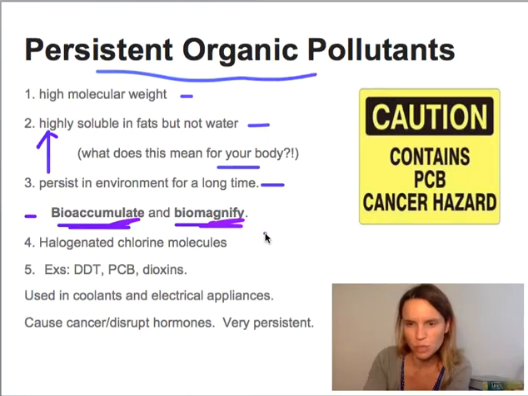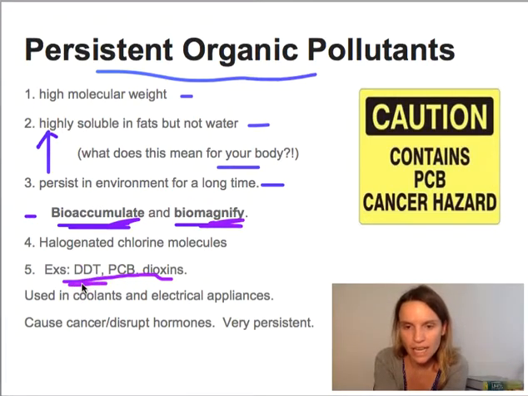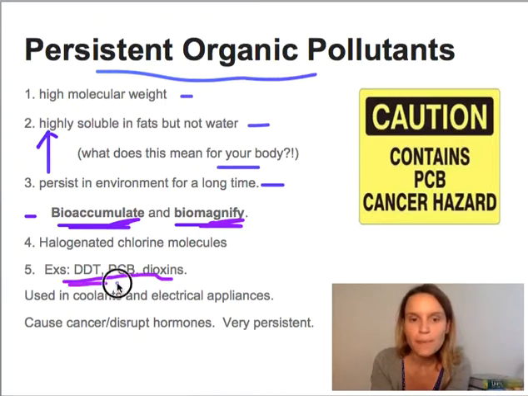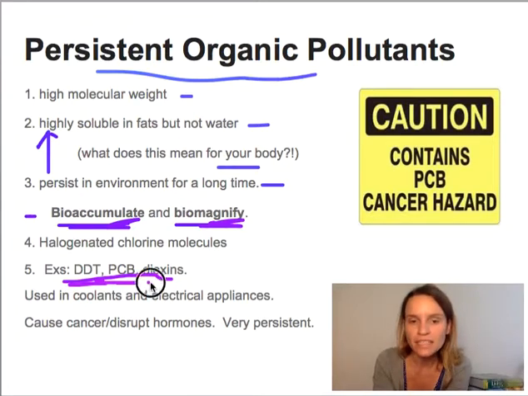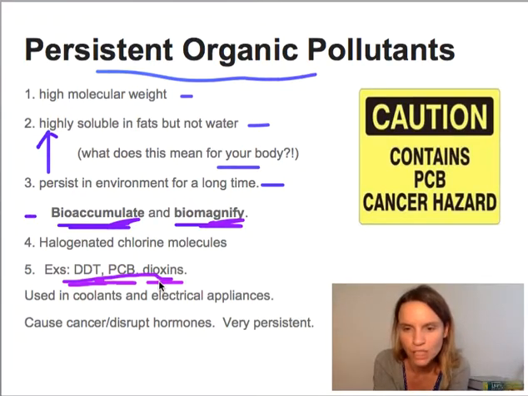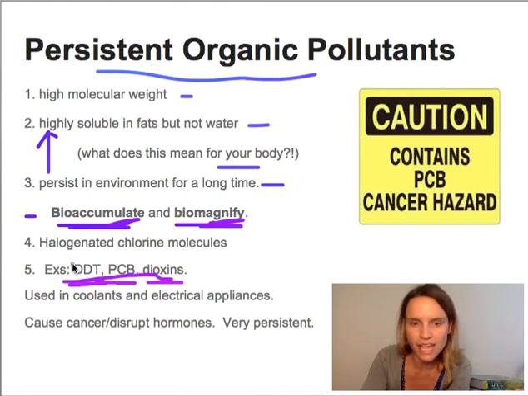So keep that in mind because we'll come back to that idea in a little while. Some examples of persistent organic pollutants are DDT, PCBs, and dioxins. DDT was a really common insecticide in the 1950s and 1960s. PCBs are used in coolants and electrical appliances. They used to sometimes be used in plastics. And dioxins we see most commonly now as a result of trash incineration. It's like a concentrated ash that has this halogenated chlorine molecule basis that's really hard to break down.